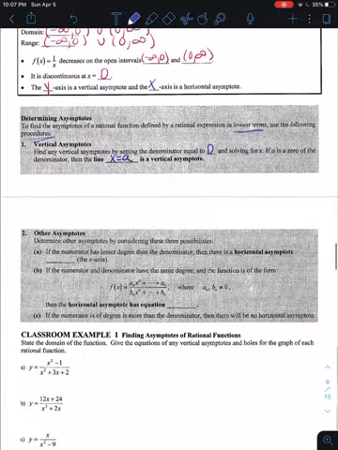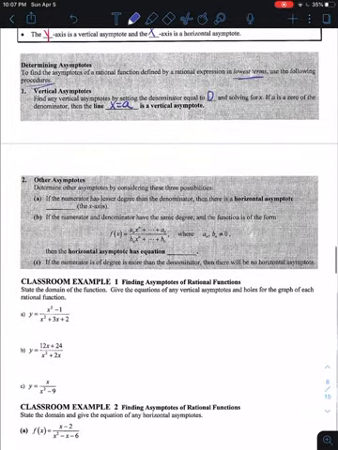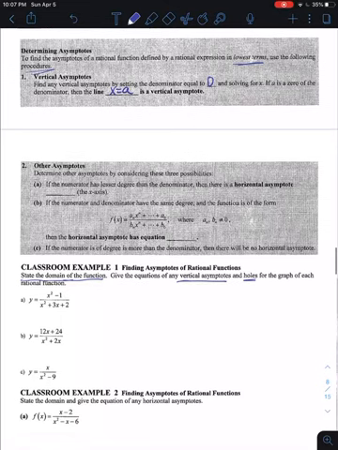So I'm going to skip this other asymptote section for now, and we're going to jump down to this first classroom example. It says finding the asymptotes of a rational function. So here we're going to be talking about vertical asymptotes. The first thing it says is state the domain of the function. Give the equations of any vertical asymptotes and holes for the graph of each rational function. So I'll explain what a hole is and how we get our vertical asymptotes. All right, the first thing you want to do is factor the top and the bottom.